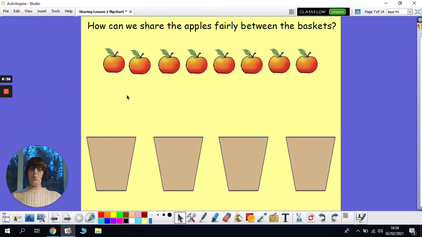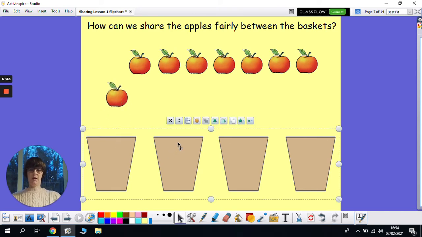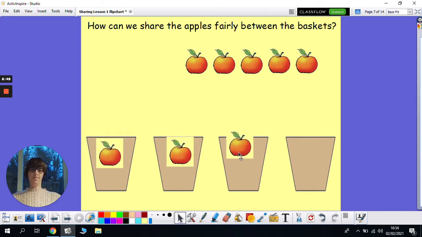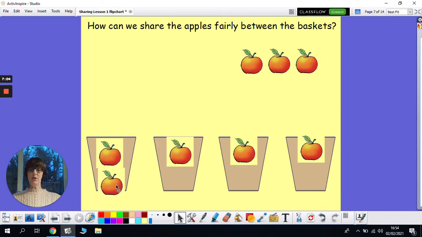Okay, so if we put 1 apple in each of the baskets, they'd all have 1 apple. Let's have a look how that works. 1, 1, 1, and 1. So they've all got 1 apple, but we've still got some more to share. Have you noticed? We've got 4 apples up here and 4 baskets down there. So they could all have 1 more apple each.